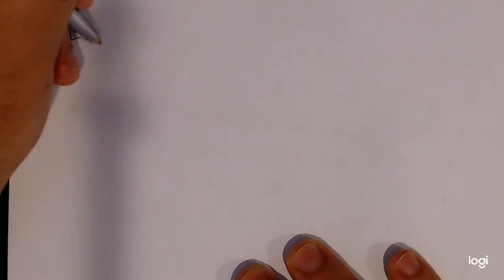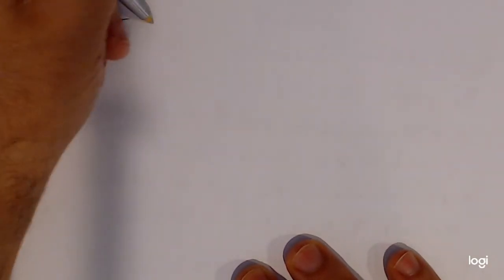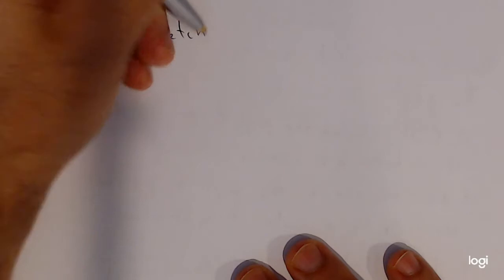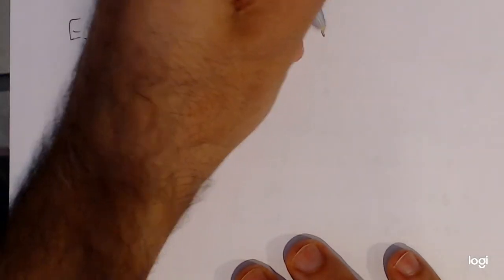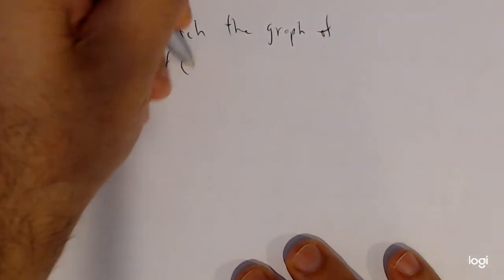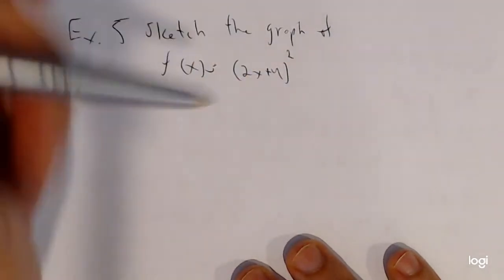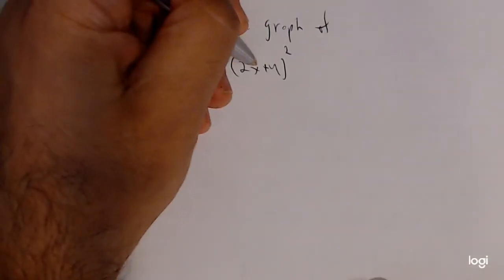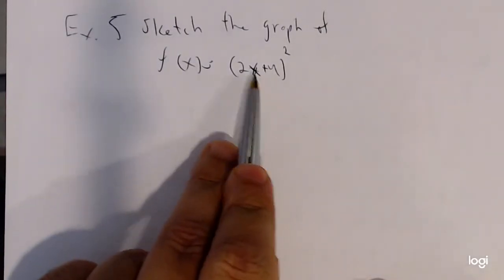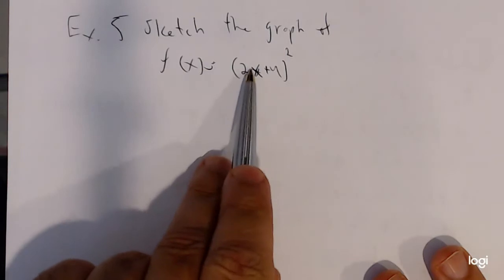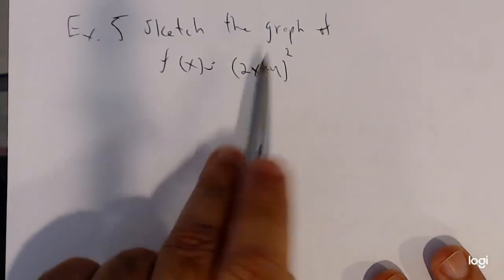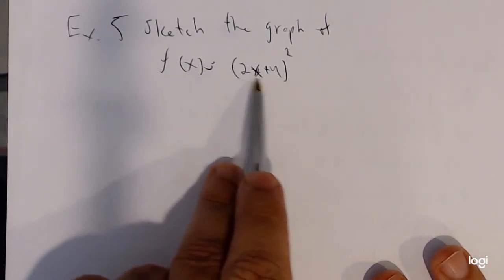So for example 5, we're going to sketch the graph of f of x equals (2x plus 4) squared. Now once again, if I see anything with the x other than just the 1x, I want to factor this. Remember with the negative I factored that. Same thing here.